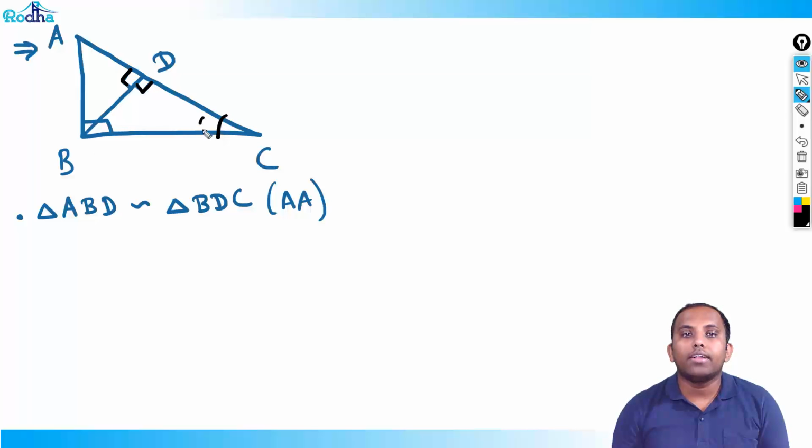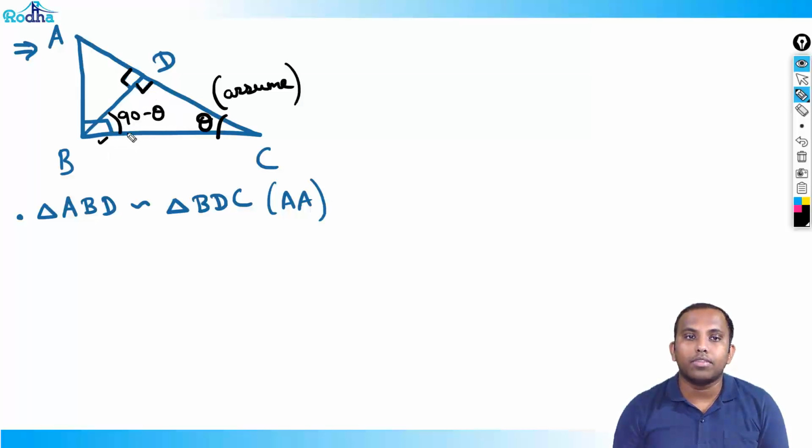You need to assume just one angle as theta. What will happen now? This is 90, this is theta. This becomes 90 minus theta. Why? Because the sum has to be 180 degrees. So this is theta, this is 90, so what is this angle? 180 minus (90 plus theta), so it becomes 90 minus theta. So one angle is 90, one angle is theta, and the third will be 90 minus theta to make the sum 180 degrees.